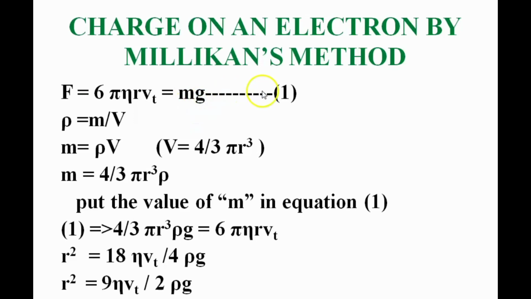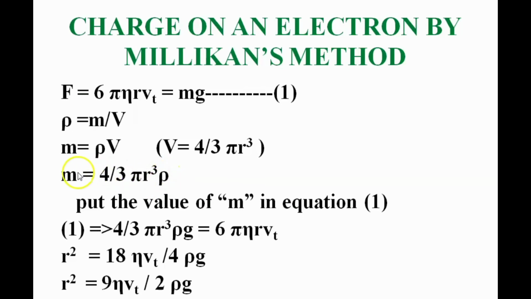This is equation number 1. Now, as we know that density of the oil drop is equal to mass of oil drop divided by volume of oil drop. Solve it further. Mass is equal to volume multiplied by density. If the oil drop is spherical, therefore volume of the oil drop will be V is equal to 4 upon 3 pi r cube. Put this value in this equation. So it will become m is equal to 4 upon 3 pi r cube and density.